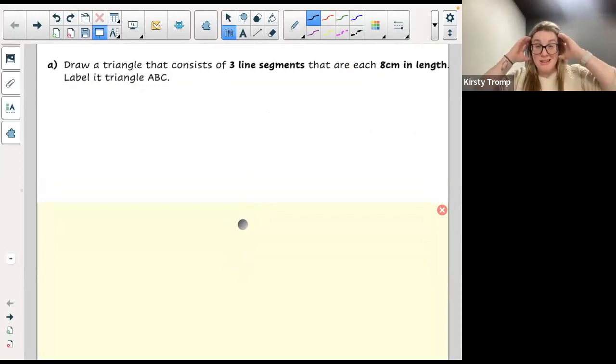All right, so this is your brain break, your challenge for tonight. Draw a triangle that consists of 3 line segments. Remember, a line segment has a start and an end. Each 8 centimeters in length, and you're going to label it triangle ABC. You might need more than one maths tool to do it. Good luck. You have 1 more minute left to try.